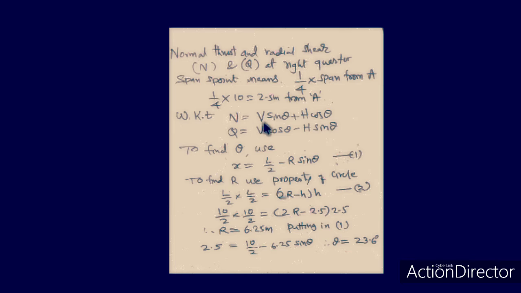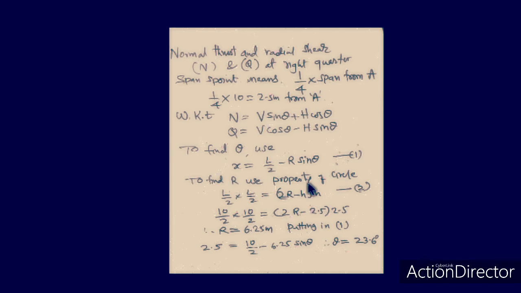We know that N is equal to V sin theta plus H cos theta, Q is equal to V cos theta minus H sin theta. To find the value of theta in case of circular arches, we have to use x is equal to L by 2 minus r sin theta. Now in this equation you will find that r is there. So r is the radius of the circular arch.